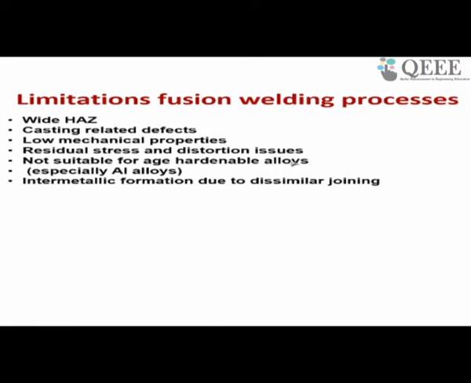So we discussed that in fusion welding process we have a lot of demerits, like wide heat affected zone, casting related defects, low mechanical properties, residual stress and distortion related issues, not suitable for age hardening alloys, and you get intermetallic formation at the interface. Due to this, fusion welding is not popular, even though it is an easy process, because it gives a lot of demerits. So that's why a lot of research work is going on to develop joints by using less heat input. That's where solid state joining plays a very important role.